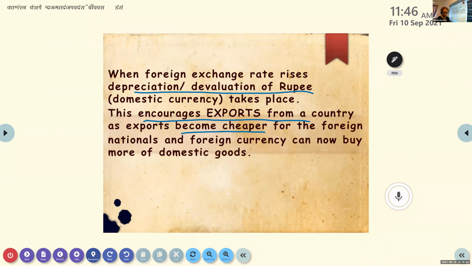Okay. Next period I will take, and I will give you a few simple sums related to this chapter, on the current account and capital account. A few sums are there, that also I will give. Okay.